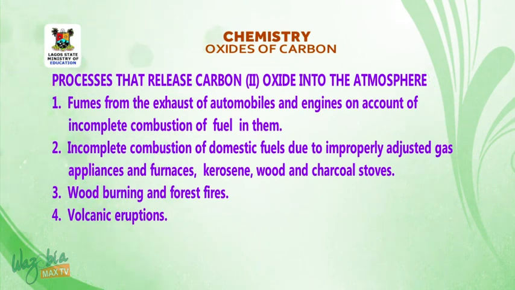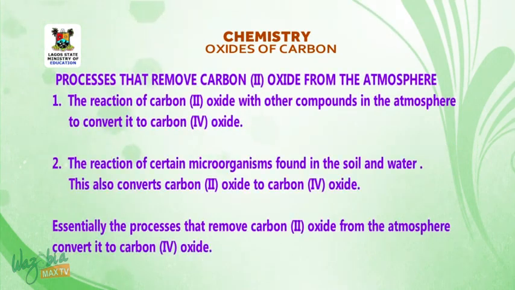Number one, fumes from the exhaust of automobiles and engines on account of incomplete combustion of fuel used in them. Number two, incomplete combustion of domestic fuels due to improperly adjusted gas appliances and furnaces, kerosene, wood, and charcoal stoves. Number three, wood burning and forest fires. Number four, volcanic eruptions. The next thing to be considered is processes that remove carbon dioxide from the atmosphere.